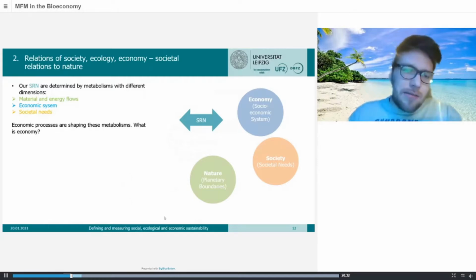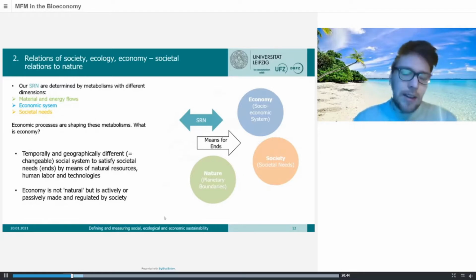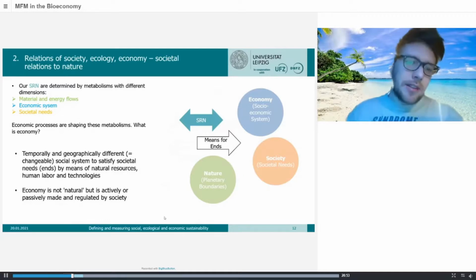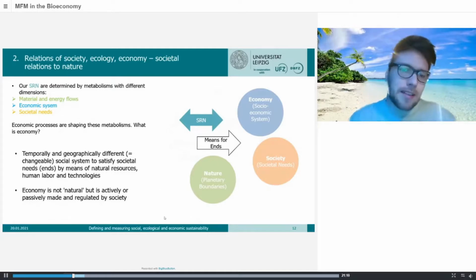So what is actually economy? You all know, or may not, but economy is understood as a temporally and geographically different, that means also changeable, social system to satisfy social needs as ends by means of natural resources, human labor, and technologies. The very important thing here is not only that economy is to fulfill social needs, but also that economy is not a natural thing. Economy is historically specific, and it is not there by nature, but we as humans, as a society, are actively shaping or are passively shaped by our economy.